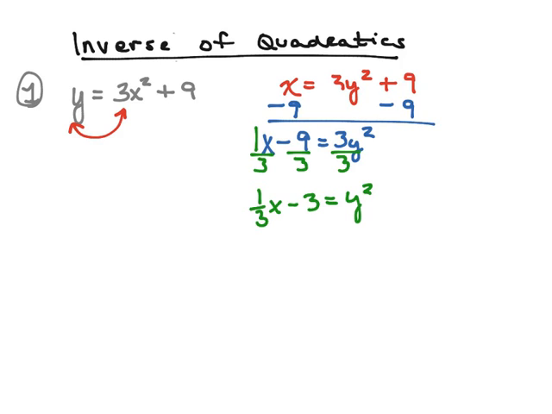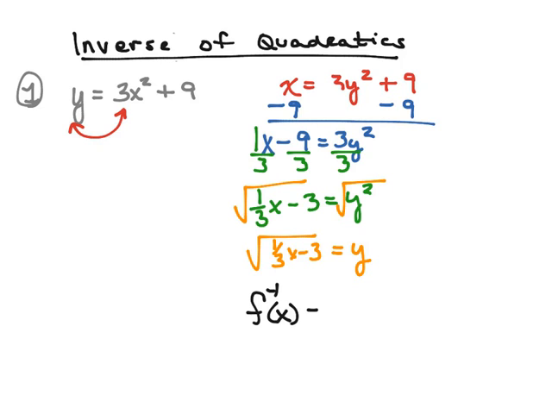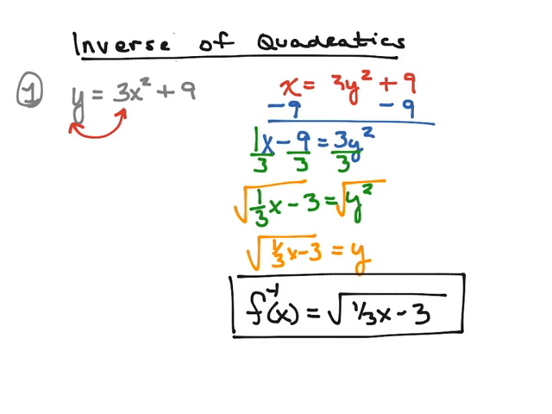Alright, I've got one more thing I need to do. If I want y by itself, I need to do the opposite of squaring. And the opposite of squaring is square root. So I have the square root of 1/3 x minus 3 is equal to y. Now, the notation we're going to use for inverses is f of x with a little negative 1 here. That implies that we're talking inverses. And that inverse was the square root of 1/3 x minus 3. So this right here is the inverse of this quadratic.